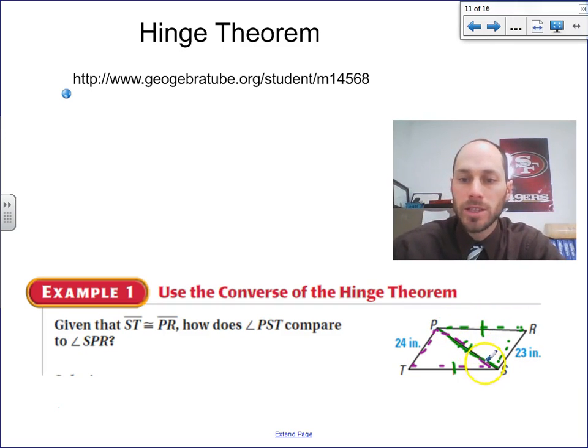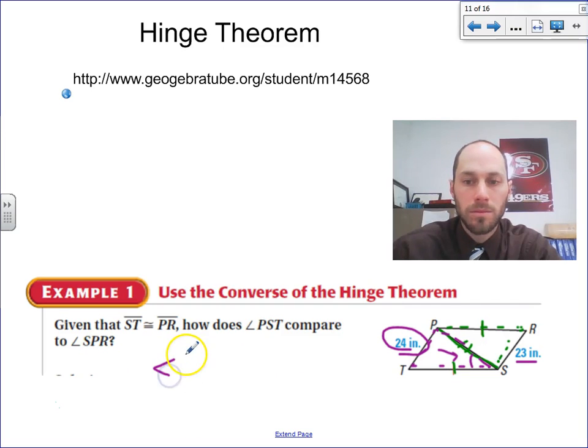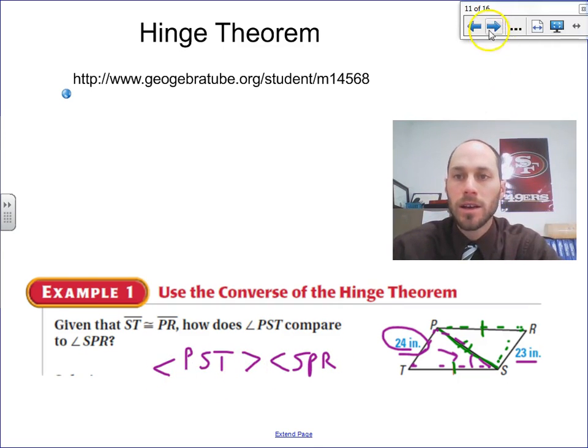And if they share two sides that are congruent, this is like the door frame and the door, and another door over here. This one is opened a further distance than this one. Therefore, the angle across from it, or opposite, is greater. So I would say that angle PST would be greater than angle SPR. And hopefully that makes sense and you can visualize that.